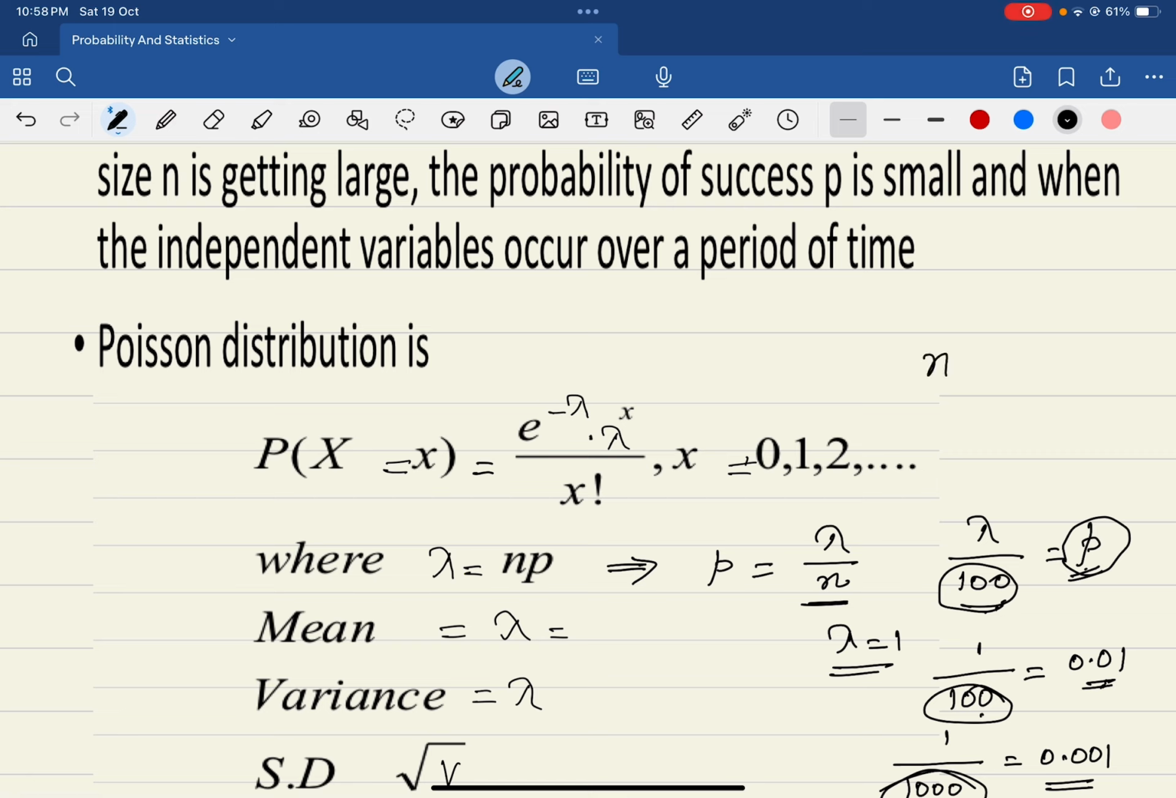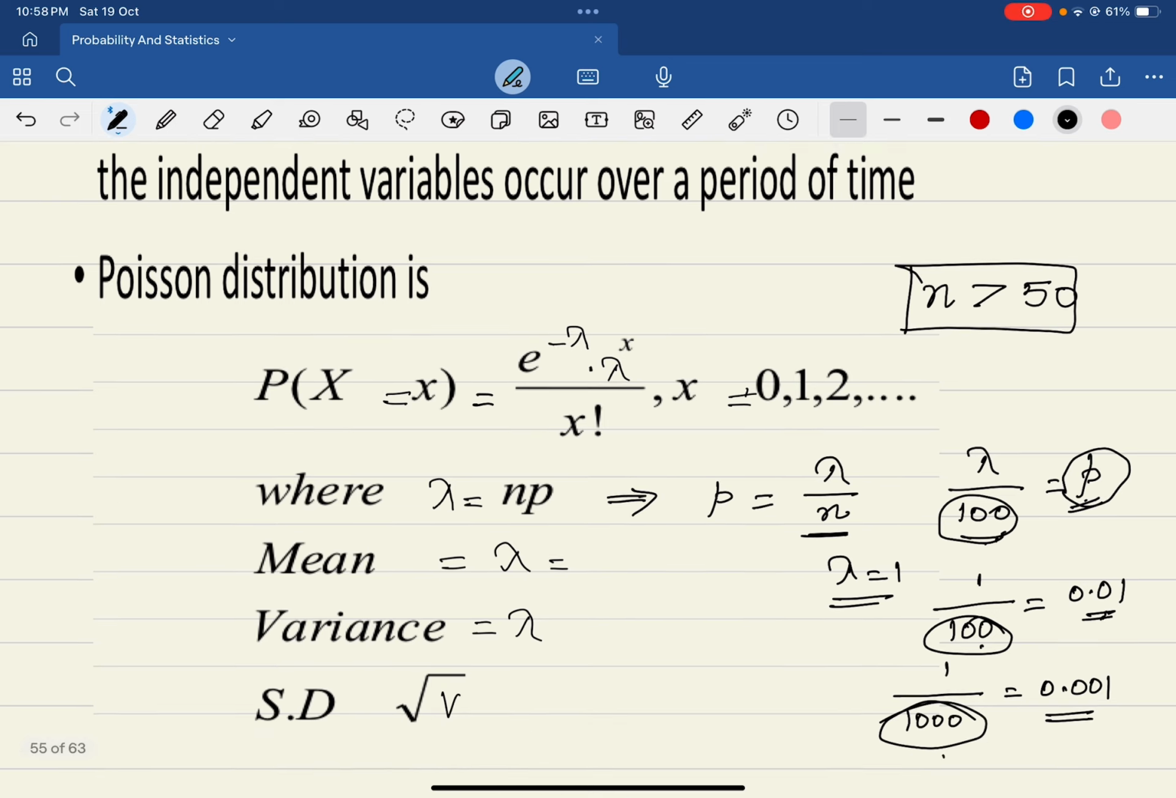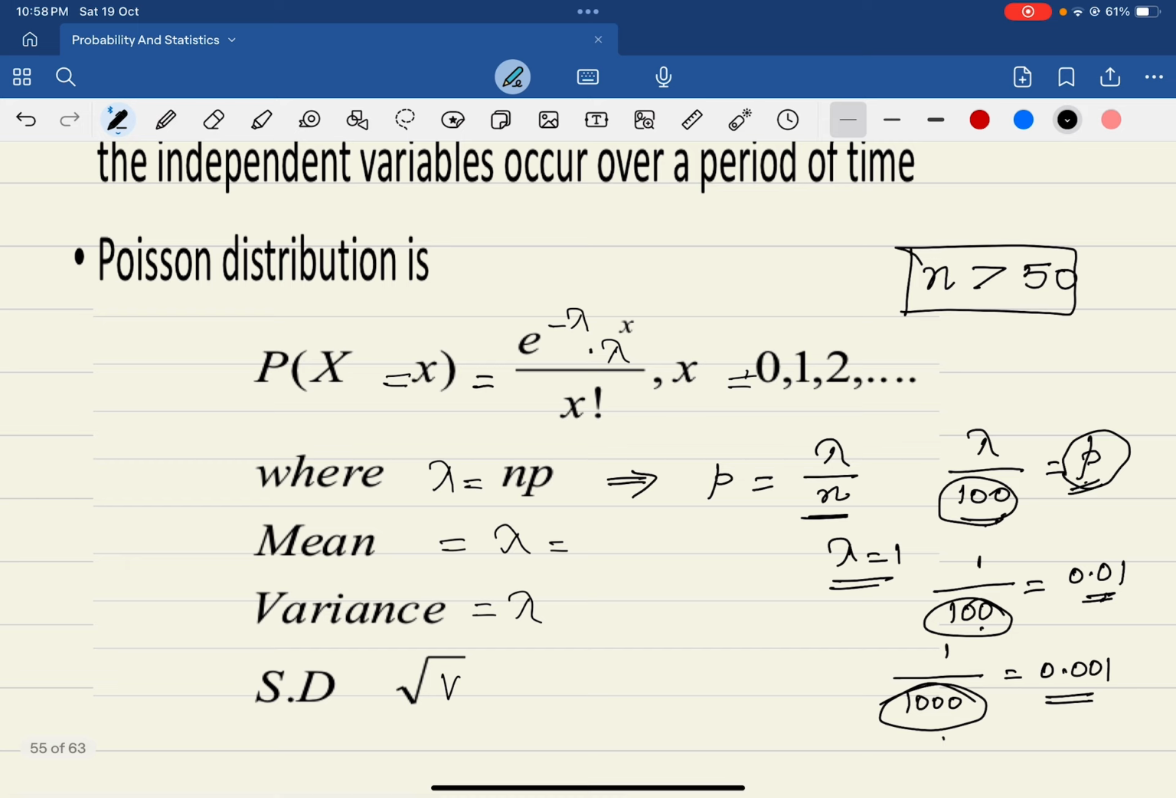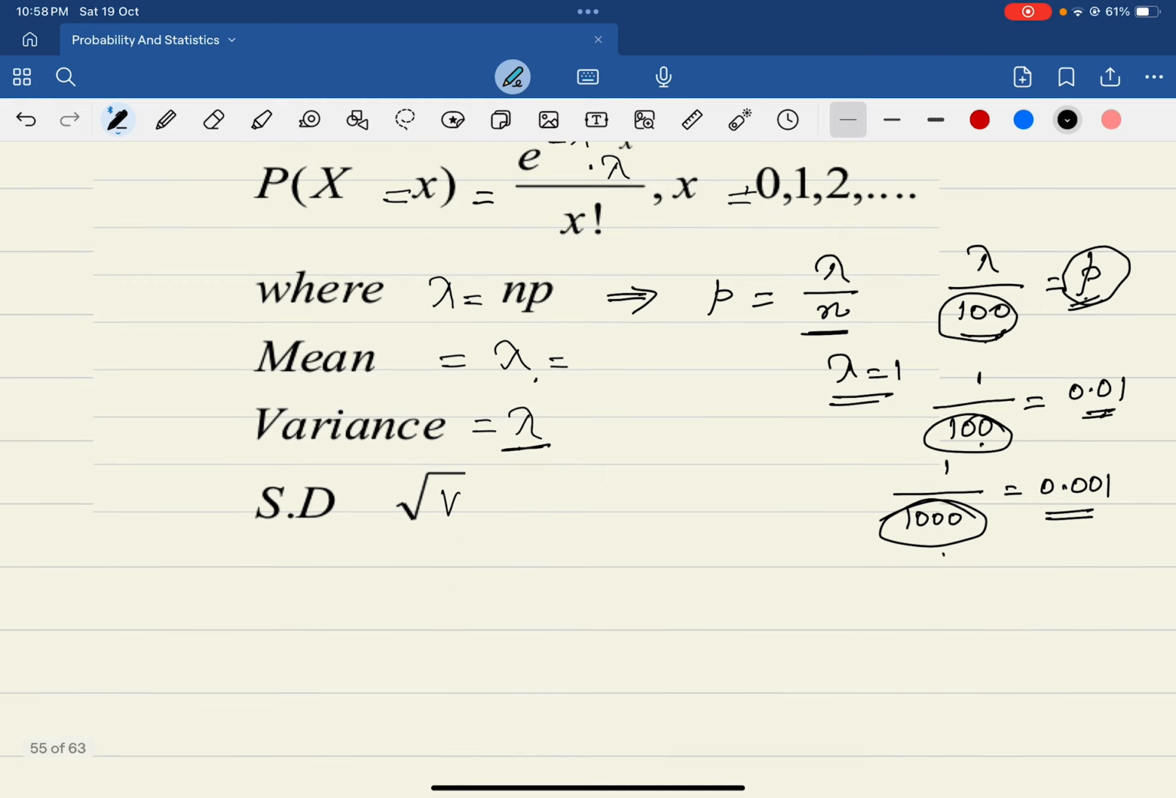Let me say n is greater than 50. You can make a note of this. Whenever n is greater than 50, immediately you can see that the distribution to use here is the Poisson distribution. While doing the problems, I'll make you more clear about this. And here the mean is given by lambda. Variance is also equal. Both of them are equal in this Poisson distribution.